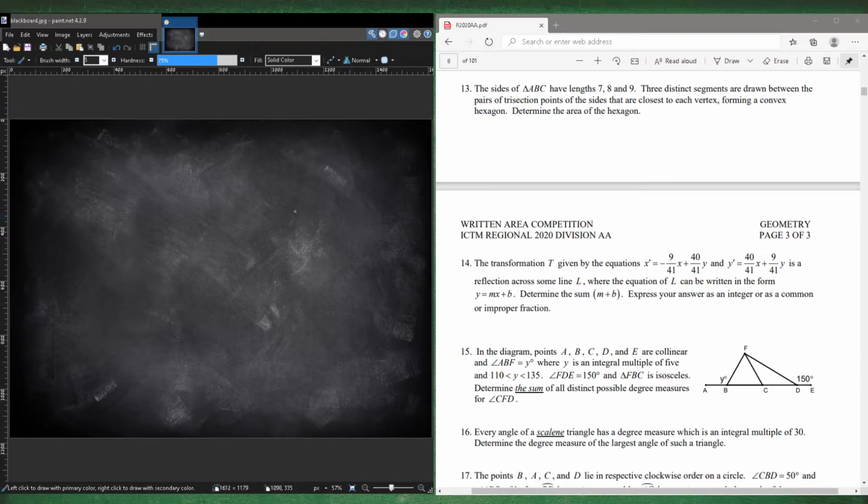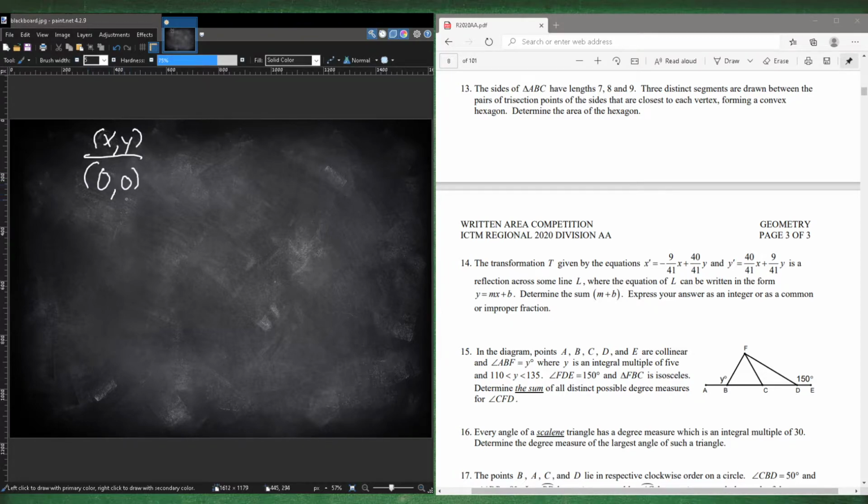So what we could do is that since they already gave us the equations of the transformation, all we have to do is find the midpoints between the original point and the transformed point, and that should be the line that's our reflection line, which is L. So let's just choose a simple point in the beginning. So I know that they're multiplying by some number, and then we add them together, because x times negative 9 over 41 and y times 40 over 41. So if we want a simple solution, we would just use x, y, which is 0, 0.